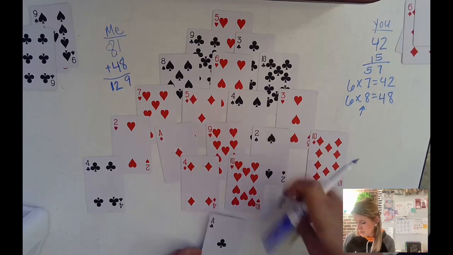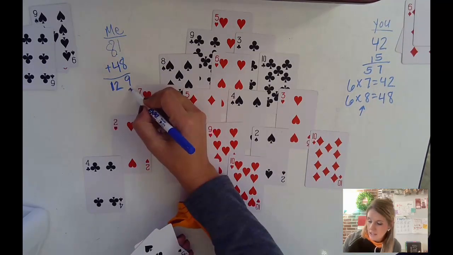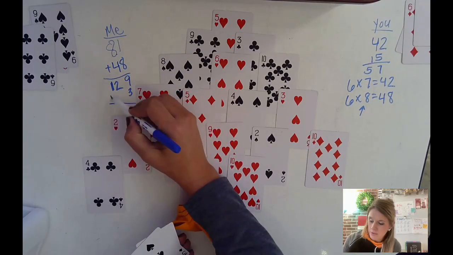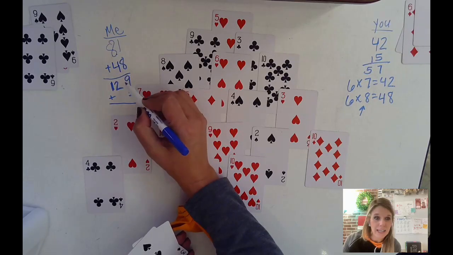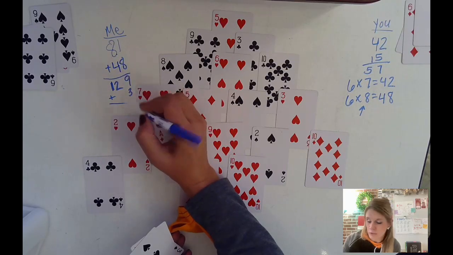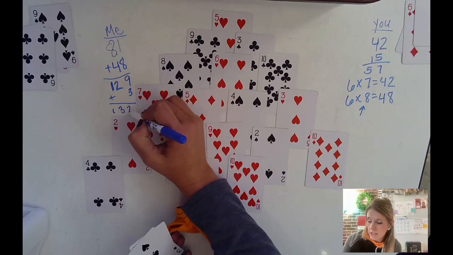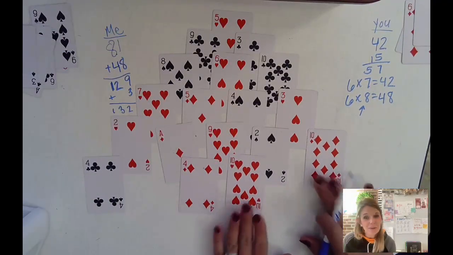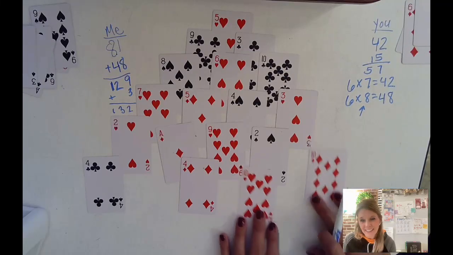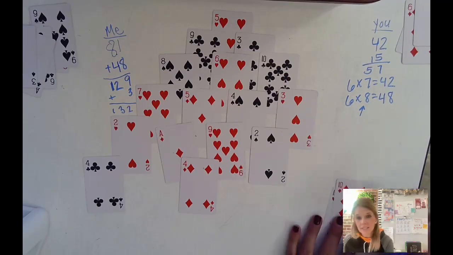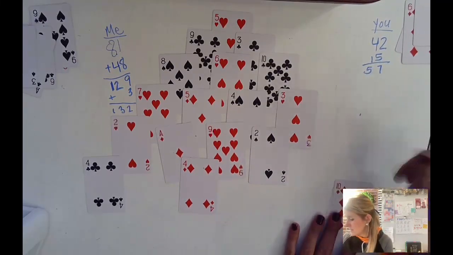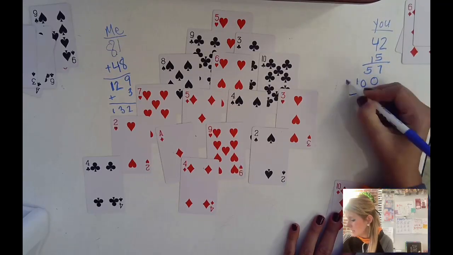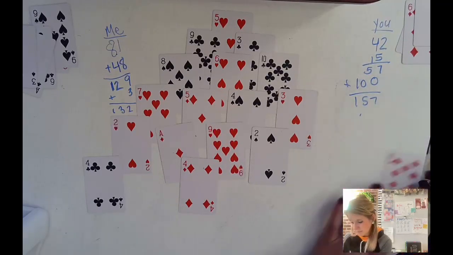3 times 1 is 3. 9 plus 3. Well, 9 plus 1 is another 10, so I'm at 130, and I have 2 more. 132 is my newest total. Oh, look, exposed for you are 10 times 10. What do you know about 10 times 10? 10 times 10 is 100. 57 plus 100 is 157.